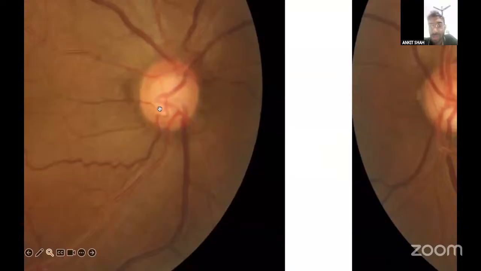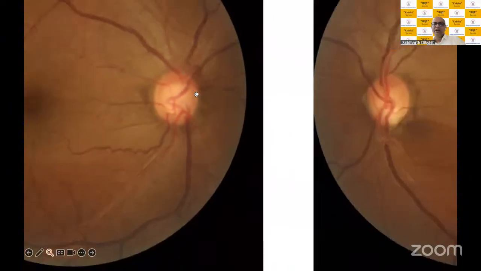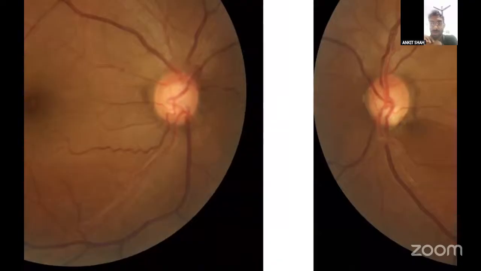Sir, there is a temporal nasal thinning. Okay, which is not relevant to glaucoma. Now I will request you to do one thing.